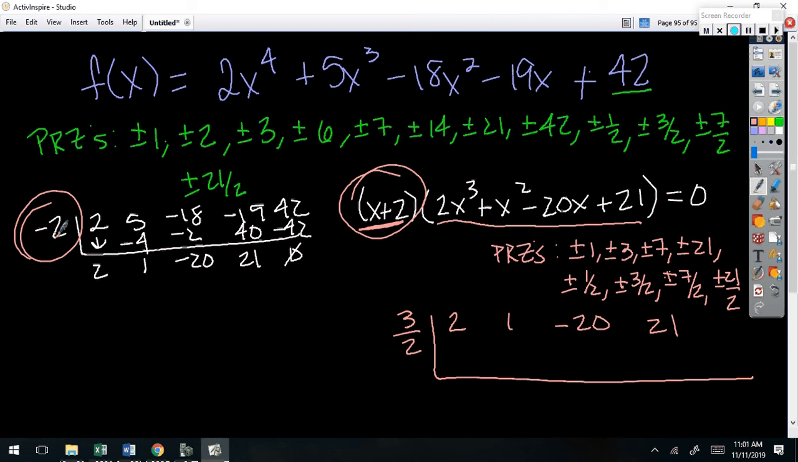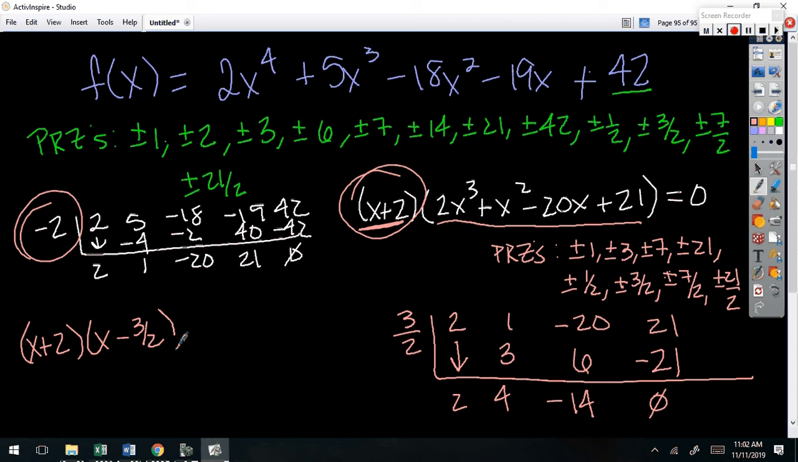All right, so 2, let's make sure it works here. 3 over 2 times 2 is 3. That makes 4. 6, negative 14, negative 21, and 0. Okay, so understand what that means. The x plus 2 is still out there, right? Now I've got an x minus 3 over 2. Now, praise the Lord, I have a quadratic. And I know that no matter what, I can work with a quadratic.